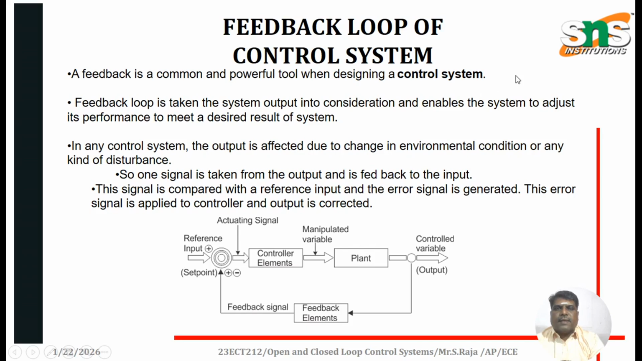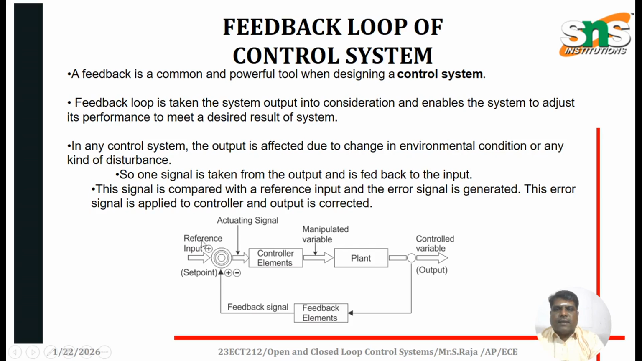Closed loop system first comes from the feedback loop of the control system. A feedback is a common and powerful tool when designing a control system. The feedback loop takes the system output into consideration and enables the system to adjust its performance to meet the desired result. In any control system, the output is affected due to changes in environmental condition or any kind of disturbance. So one signal is taken from the output and fed back to the input. This signal is compared with the reference input and the error signal is generated. This error signal is applied to the controller and the output is corrected.